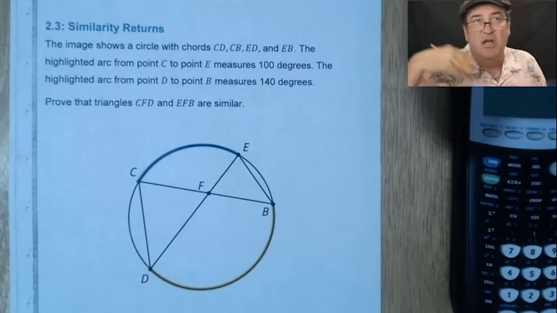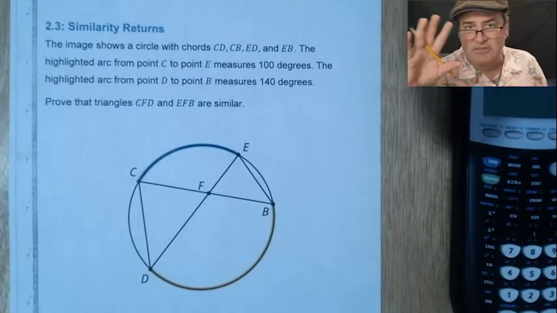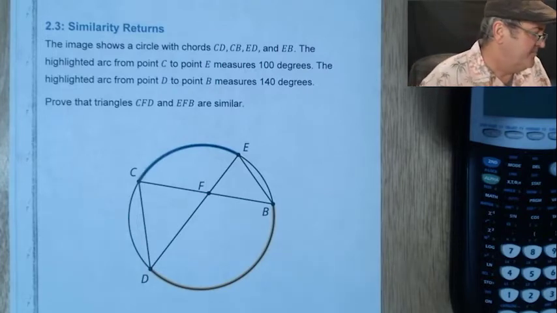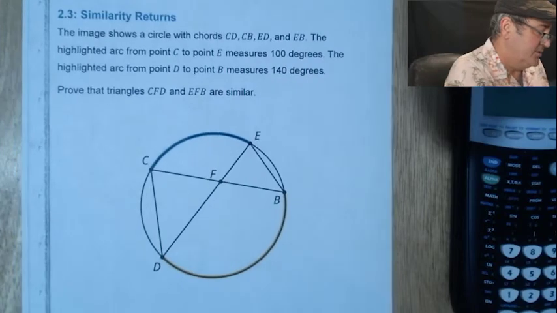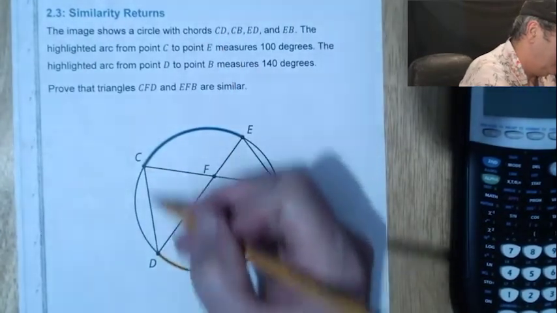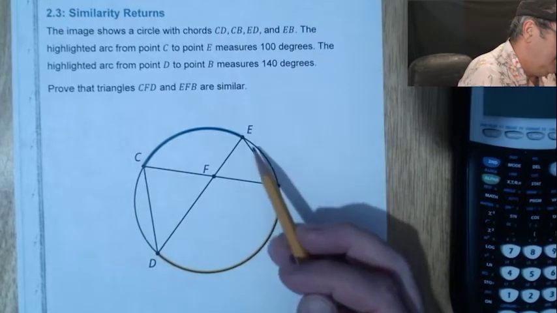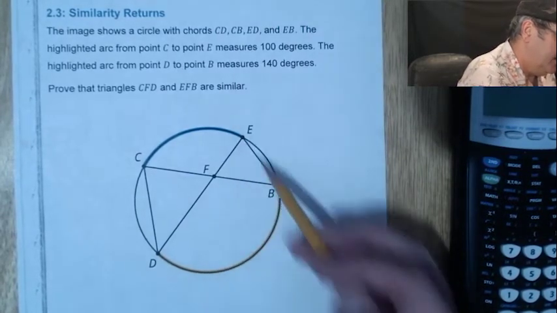Looking at chords, arcs, central angles, and inscribed angles, and just getting a little practice with that so you can get used to it. All right, here is a circle that has chords: CD right there, CB across there, EB, ED, and EB. So those are all chords.